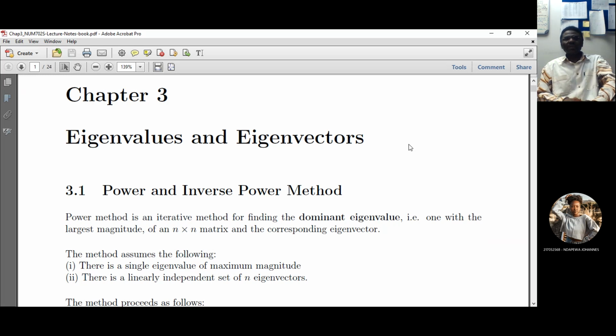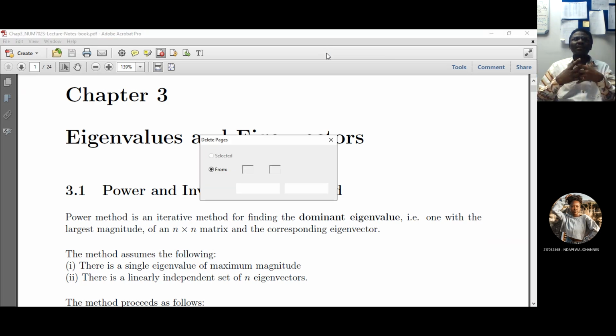Okay. Let's start with the concept of eigenvalues and eigenvectors. Why are they important? In fact, most of the concepts that we encounter in numerical methods were designed in order to solve real-life problems.